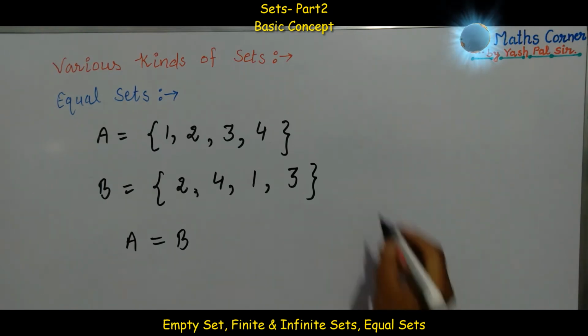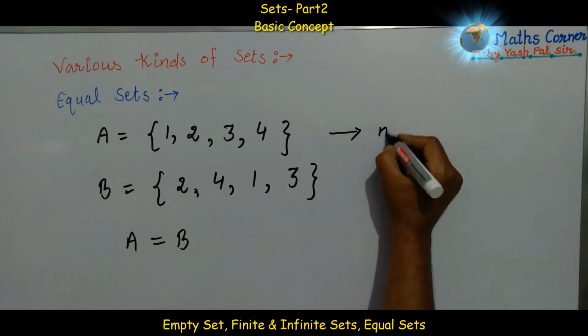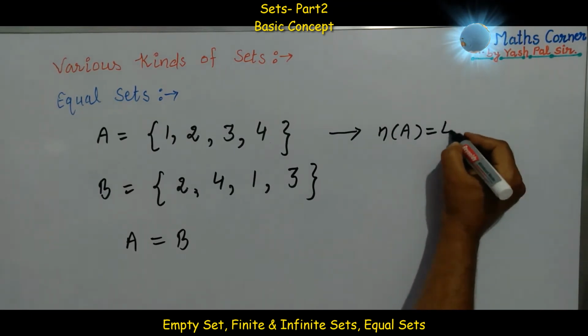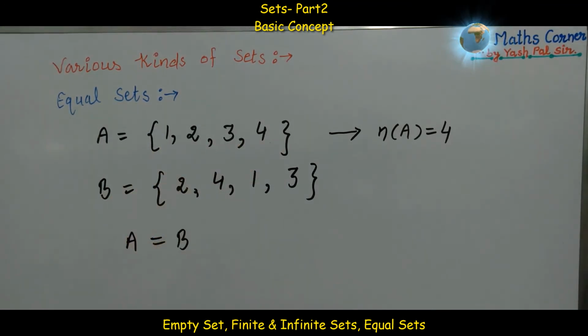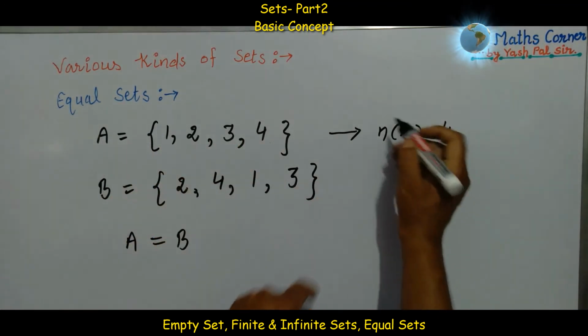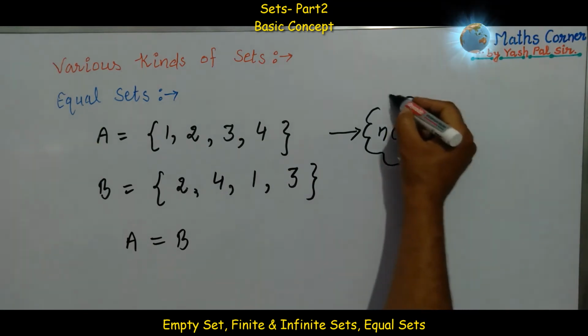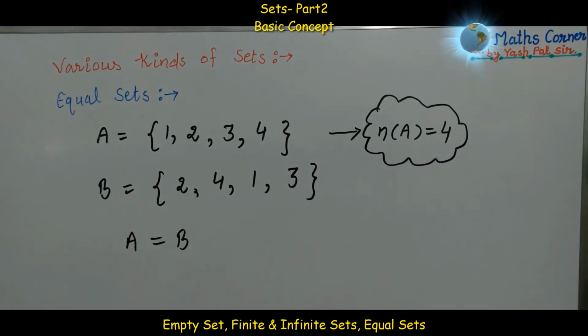Okay, one more thing here we can see: the number of elements in set A is equal to 4, because 1, 2, 3, 4, there are 4 elements. So this is the way we write it. n(A), meaning the number of elements in set A, is equal to 4.